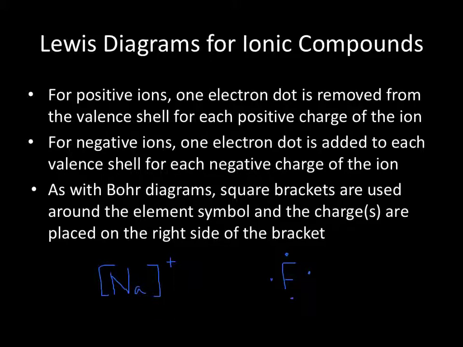So go around the outside shell, and fluorine will get an extra electron, so it would look like that. So there's Lewis diagrams for ions. Let's put it into practice for an ionic compound.